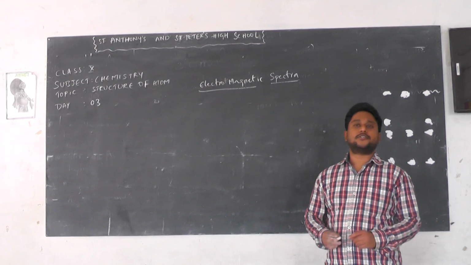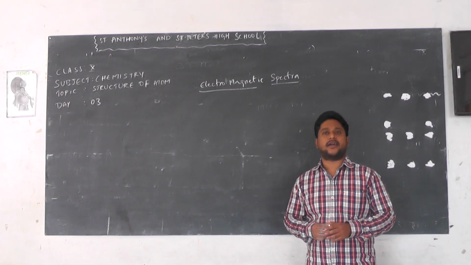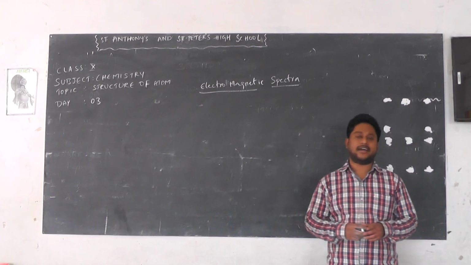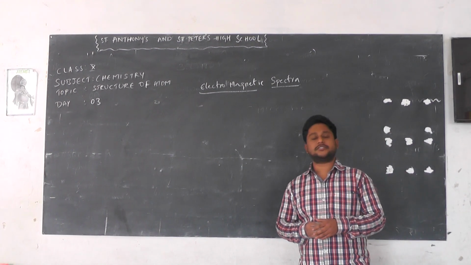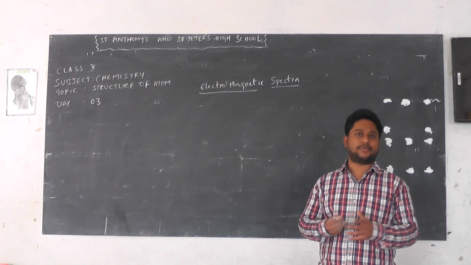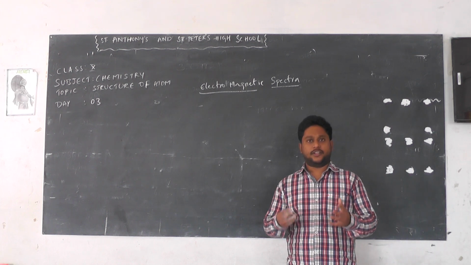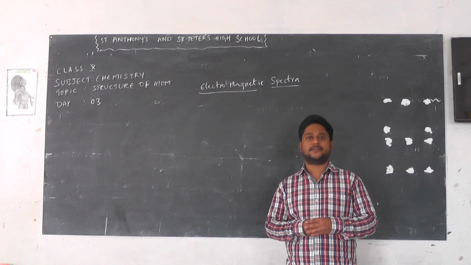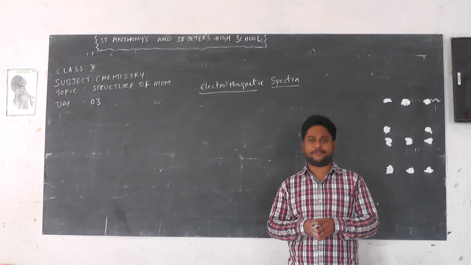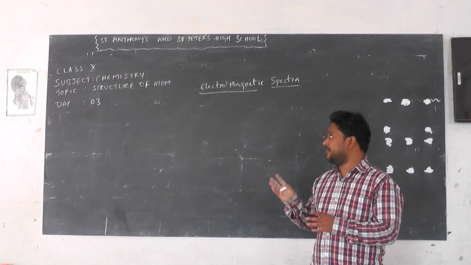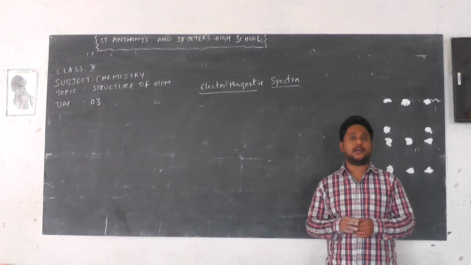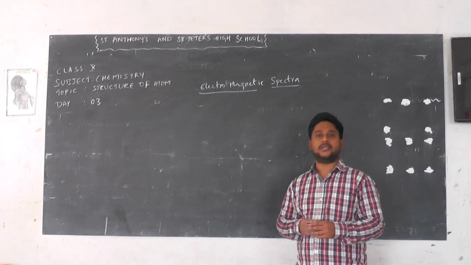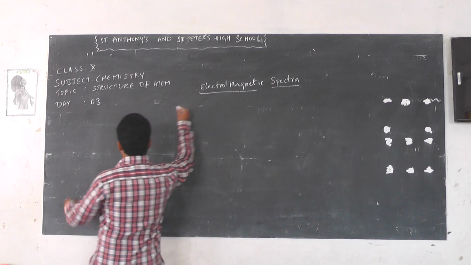Good morning students. Today we are going to study about the electromagnetic spectra based on energy and based on wavelength in the chapter structure of atom. In the previous classes we have discussed what is a spectra, what is electromagnetic spectra, what are the different wavelengths it has, how many groups of waves it has, and today we are going to discuss electromagnetic spectra based on energy and based on wavelength. So first of all, let us see based on energy.